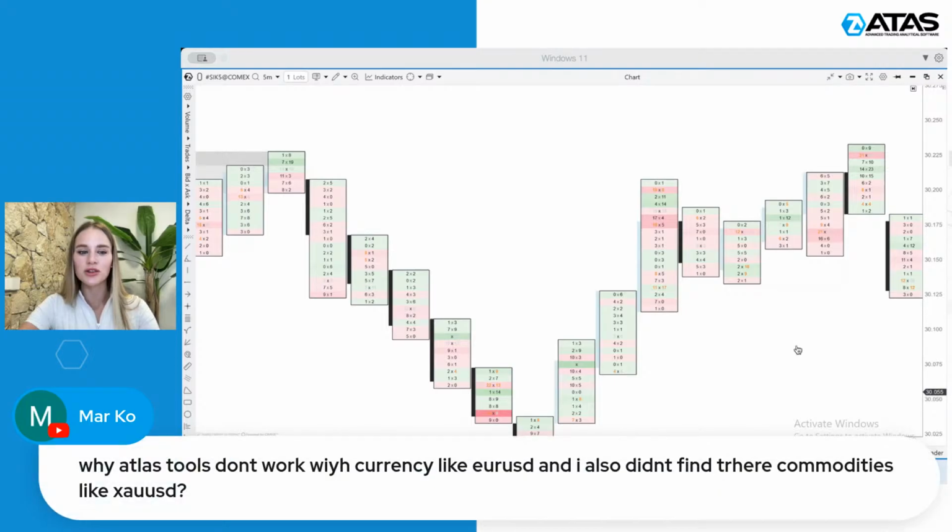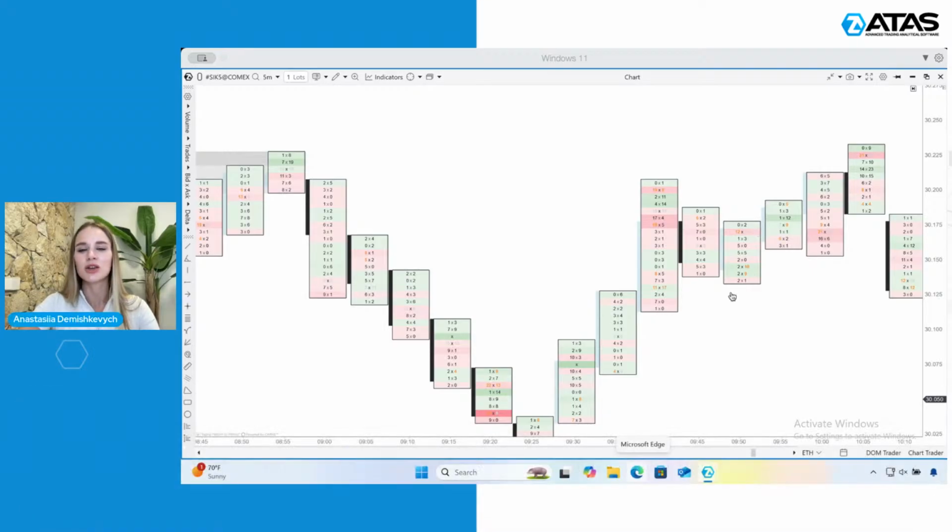Well, perhaps because you are trying to search the CFD assets, and ATAS is a futures trading platform. So you do have the currency futures, you do have 6E, which is the Euro futures, which is an alternative chart to EUR/USD, and you do have gold, which is the code GC. But I do suggest learning the basics of futures before learning to trade footprint, smart tape, and depth of market as well.